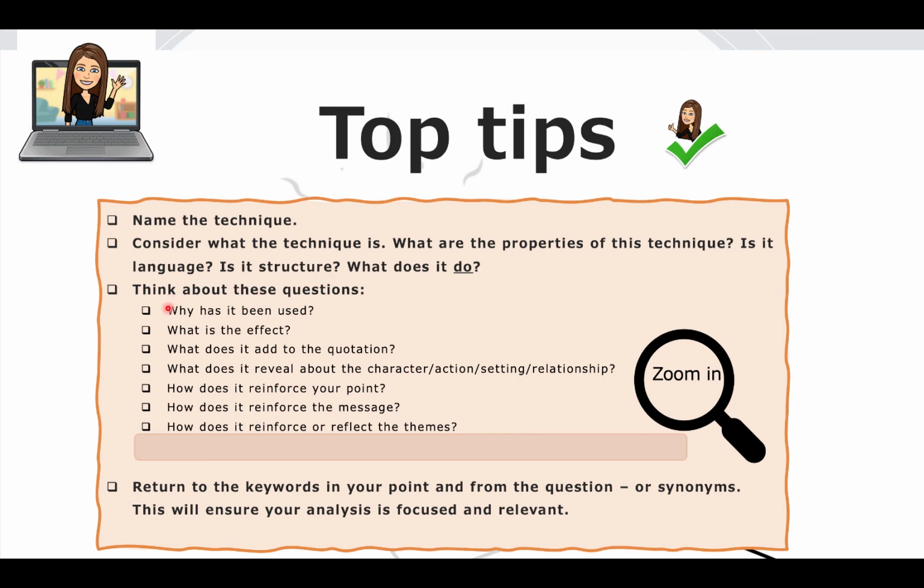Think about these questions. Why has it been used? What is the effect? What does it add to the quotation or that section? What does it reveal about character, action, setting, relationships? How does it reinforce the point that you've made? How does it reinforce the message that the writer is trying to convey? How does it reinforce or reflect the themes? Ensure you return to the keywords in your point and the keywords from the question, or synonyms, as I have done. This will ensure that your analysis is focused and relevant and you're continuously bringing everything back to the question.